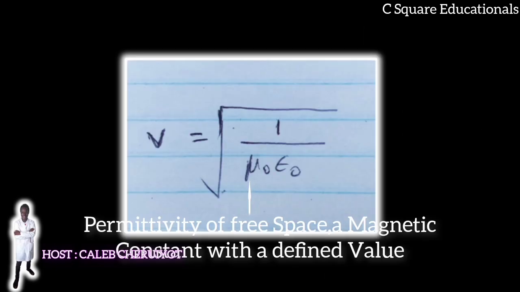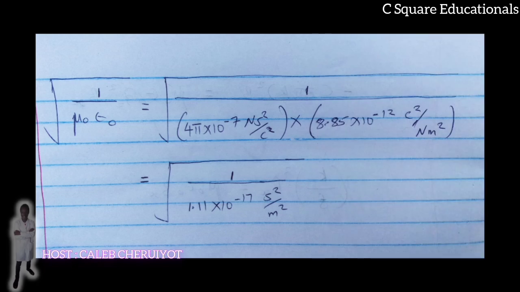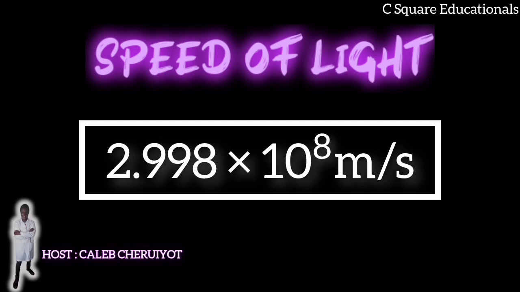We know that μ₀ is the permeability of free space, a magnetic constant, and it has a defined value. And ε₀ is the dielectric permittivity of free space, and it too has a determined value. And so we are able to find the value of v, and we find it to be 2.998 times 10 raised to 8 meters per second, which is what? Which is the speed of light.